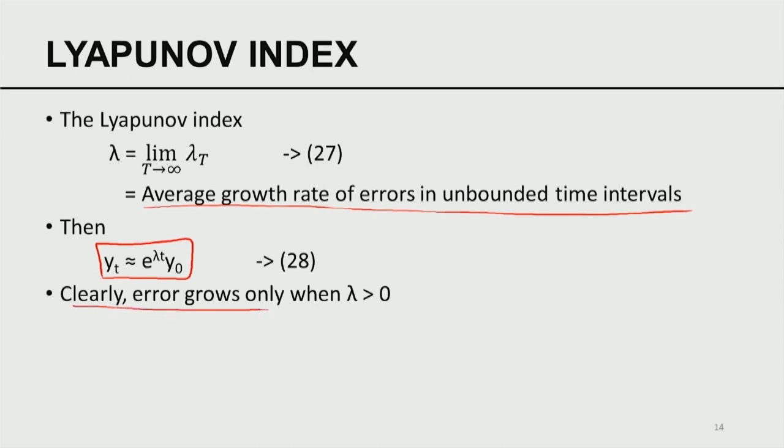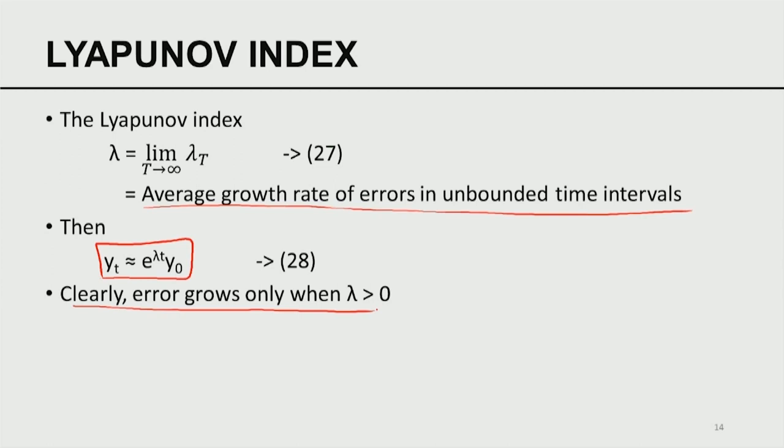Clearly the error grows when lambda is greater than 0. So what does it mean? One can analyze the quality of prediction by analyzing lambda. If lambda is greater than 0, what does it mean? Average rate of growth is greater than 0. If the average rate of growth is greater than 0, error grows. So in systems where lambda is greater than 0, there is an inherent predictability limit. In systems where lambda is less than 0, there is no predictability limit, I can predict for the whole future. So that is the import of this analysis.